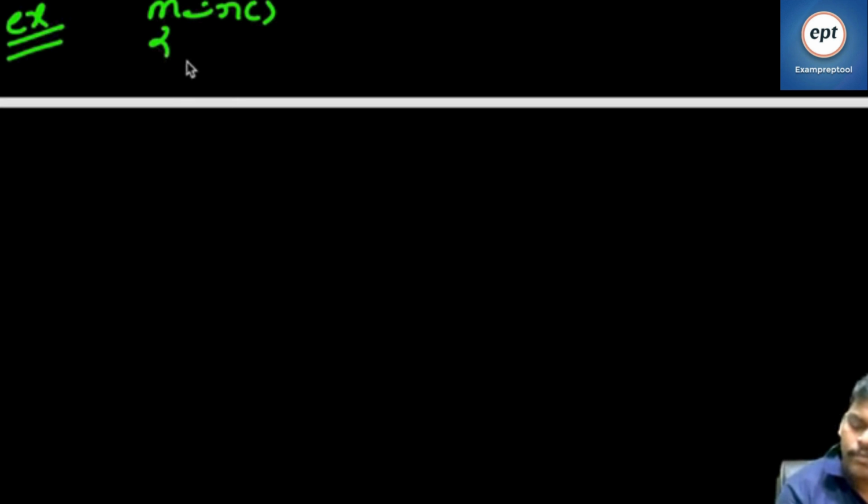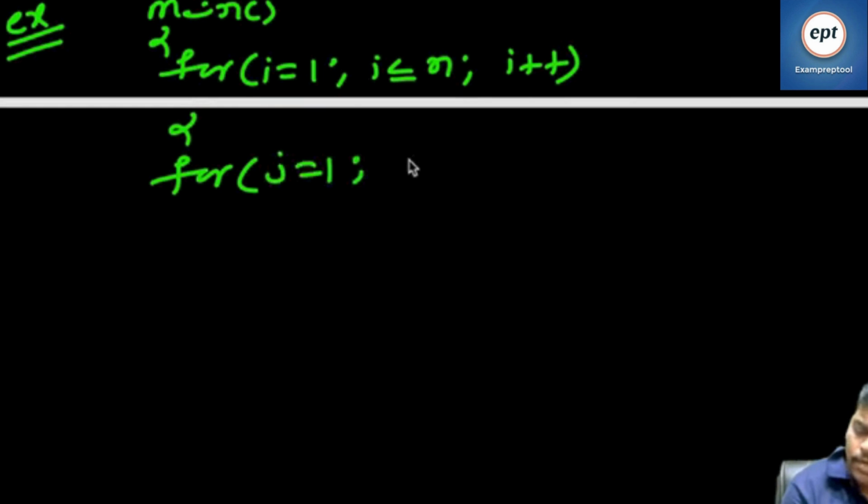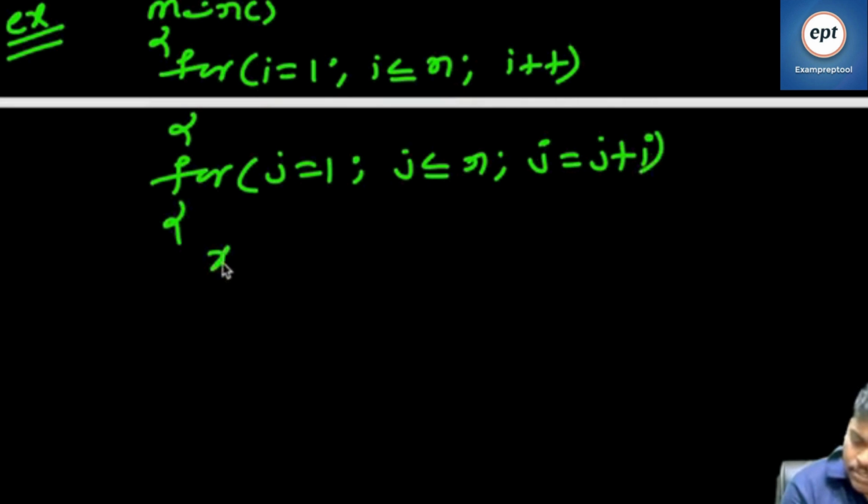for i equal to 1, i less than or equal to n, i plus plus, for j equal to 1, j less than or equal to n, j equal to j plus i, x equal to y plus z.